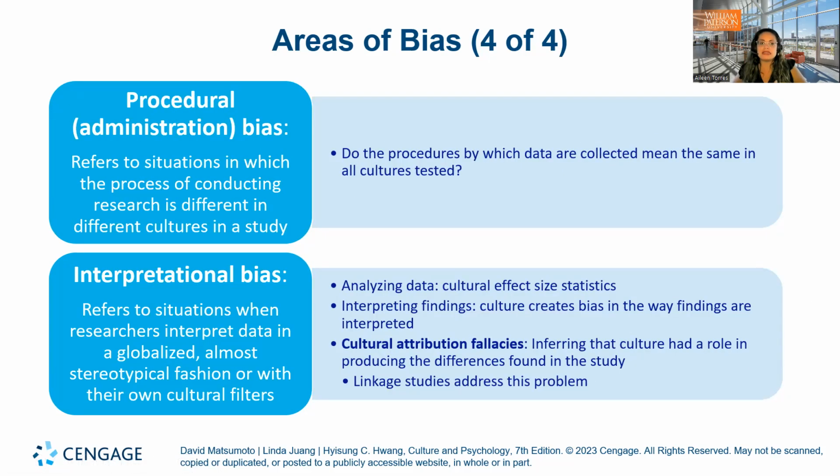Procedural or administration bias refers to situations in which your process of conducting the research is different in the different cultures. So we ran into that problem when we were comparing the Bangladeshi students with the Latino students, because for the Latino students, they were pulling them out of the classroom and putting them in a different space. And the Bangladeshi students we were seeing them in their own classroom with their teacher in the room. And the whole process of getting the referrals was also different. So that just kind of messed up. There was too much of a procedural bias in that version of the original study.